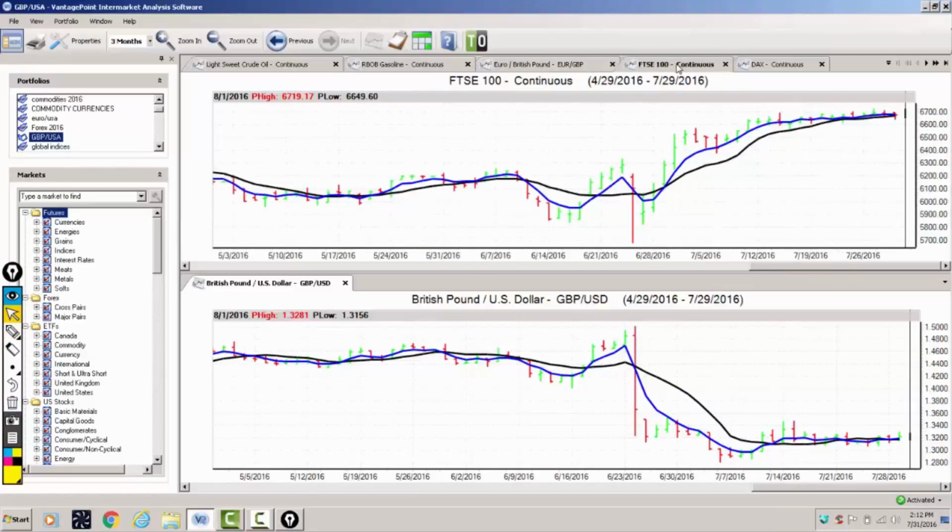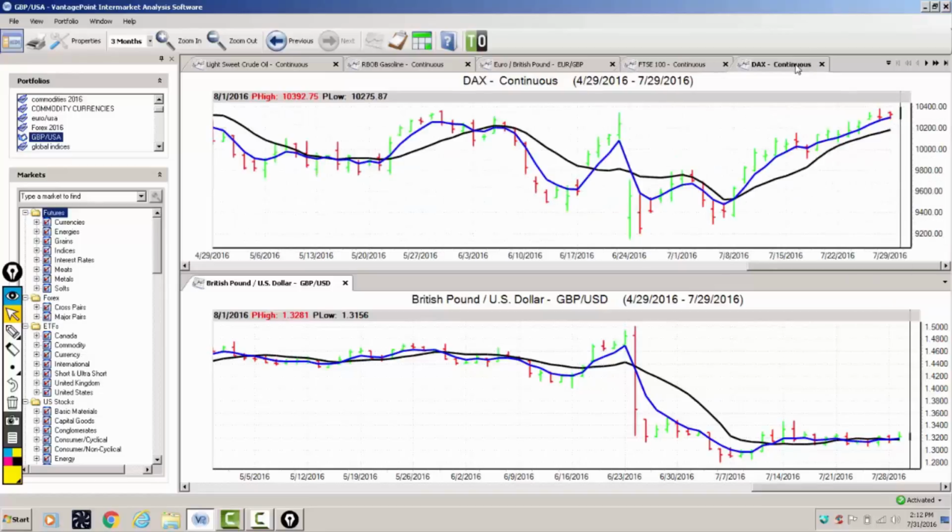Okay, when we look at the FTSE, once again, money appears to be either going into the FTSE 100 or into the British pound. It doesn't tend to go into both. So as the British pound starts to gain a little bit of strength, we can see that the FTSE immediately starts to go sideways. And of course, even the German index, the DAX. Predominantly, if the DAX is going higher, the British pound appears to be going higher.